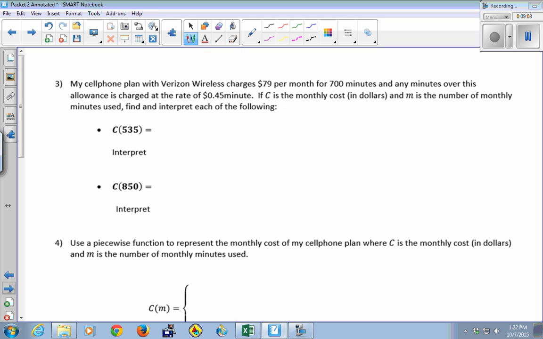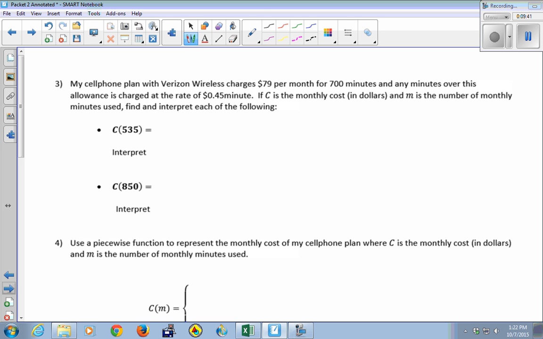Okay, so here's another example of a piecewise function. You are on a cell phone plan. A cell phone plan with Verizon is $79 a month, and you get 700 minutes, and any minutes over 700 gets charged 45 cents a minute. If C is your monthly cost and M is the number of minutes you use, we want to figure out the cost for 535 minutes. Okay, so what do you think? What would the cost for 535 minutes be?